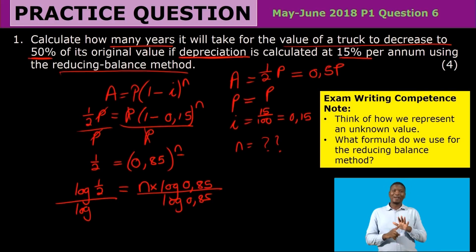Remember, we are going to divide by the same thing on both sides. So since on the left-hand side we are dividing by log 0.85, it means on the right-hand side we also have to divide by log 0.85. And then that is going to give us n on the one side, and on the other side we are going to have an answer of 4.27. That is of course 4.27 years, and that is where you can leave your answer.